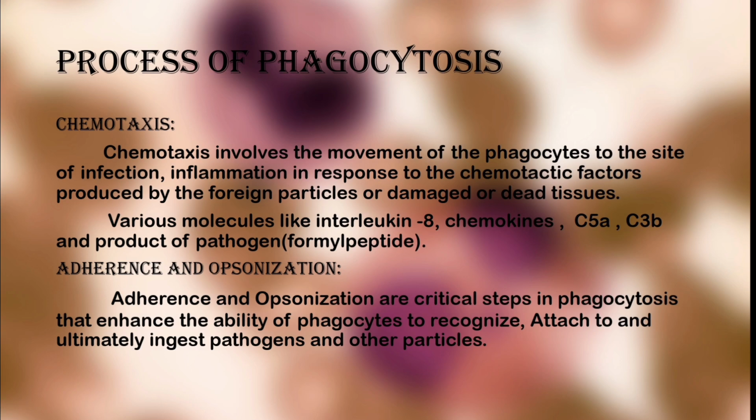Chemotaxis involves the movement of phagocytes to the site of infection or inflammation in response to chemotactic factors produced by the foreign particles or damaged tissue. The various molecules include interleukin 8, chemokines, C5a, C3b and the products of pathogens, formyl peptide. Adherence and opsonization. Adherence and opsonization are crucial steps in phagocytosis that enhance the ability of the phagocyte to recognize, attach to and ultimately ingest the pathogens and other particles.